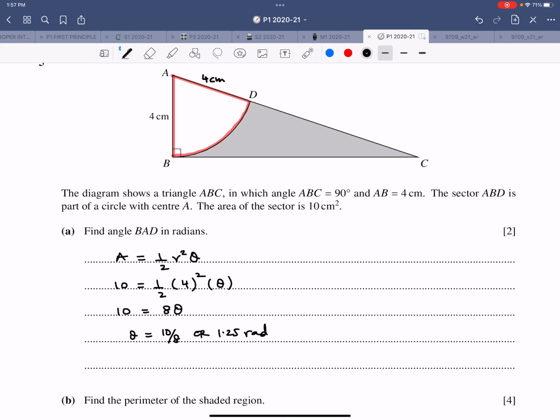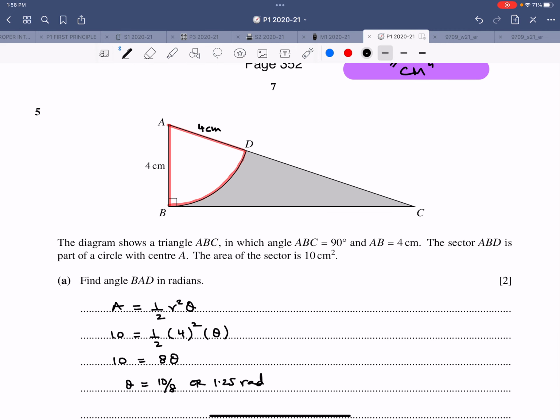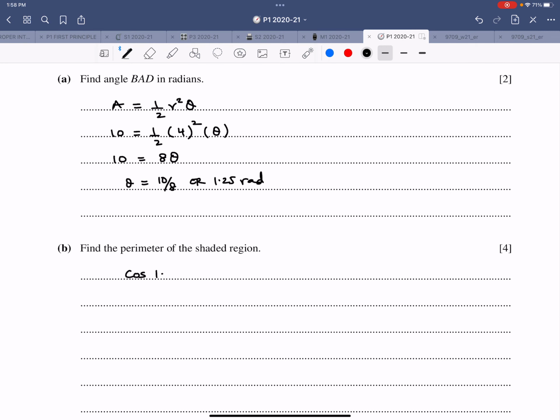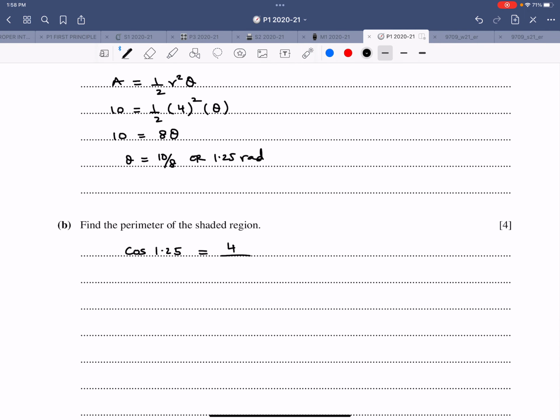Now, what else is there? Now, what do we need? Find the perimeter of the shaded region. Now, let's apply some trigonometry. So, this is 1.25 radians. Can I find the length AC? Yes, I can. I can use AC as the hypotenuse, so I can use cosine. First of all, cosine of 1.25 radians is equal to adjacent, which is 4, divided by AC. So let me get the value of AC.